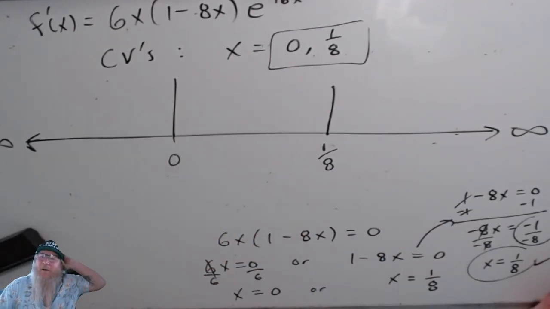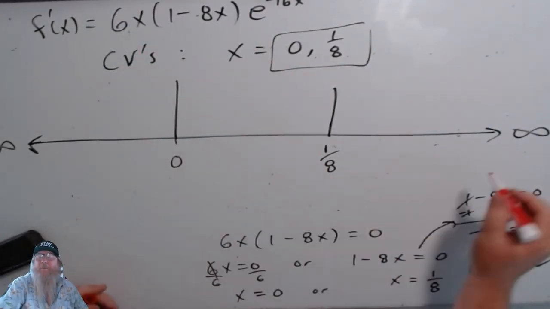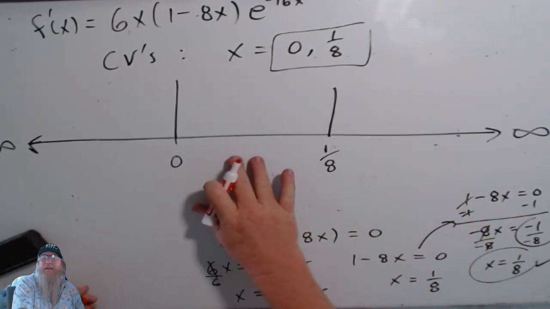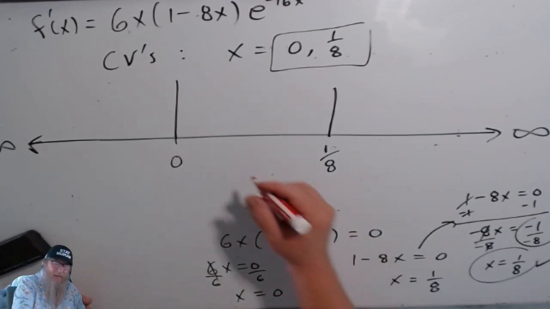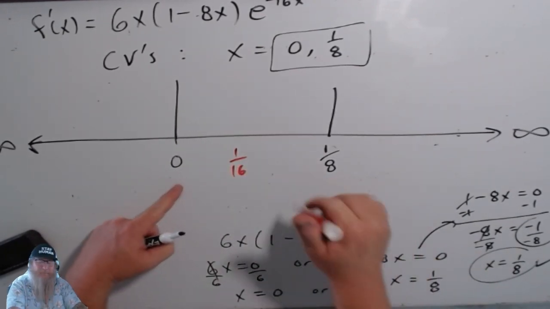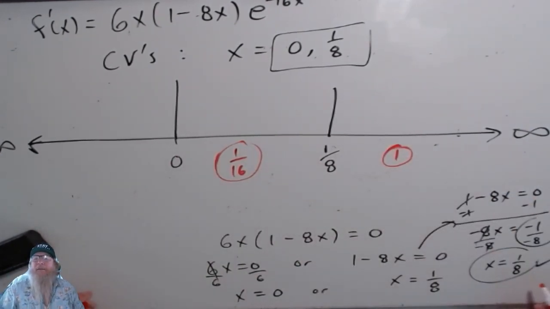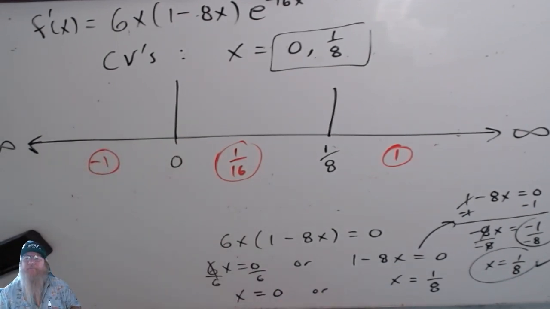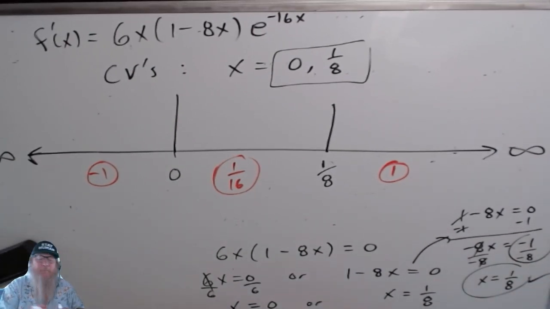All right, so let's go ahead and test some values. We're going to have to pick one in each region. So this is kind of tough here. You're going to have to pick something between 0 and 1/8. So let's do 1/16, halfway between the two. Something larger than 1/8, how about 1? And something less than 0, how about -1? And then let's plug it into the derivative.